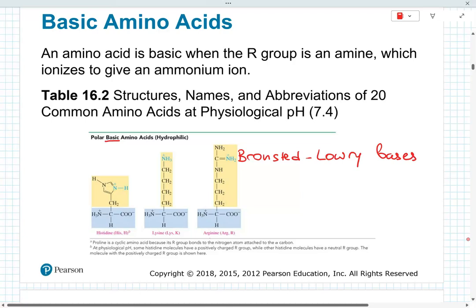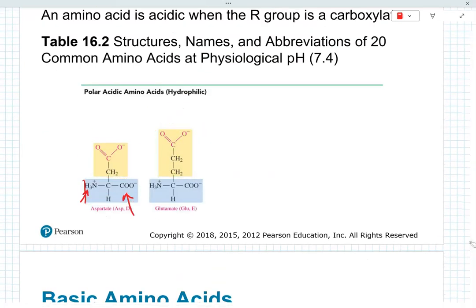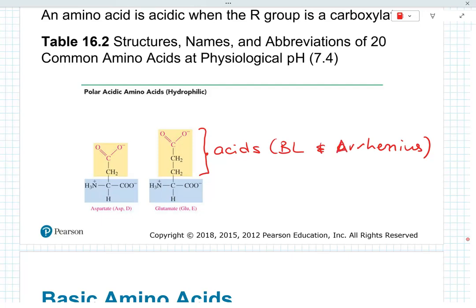Bases. Okay, and these are effectively not necessarily Bronsted Lowry, but those are acids. Okay, both Bronsted Lowry and Arrhenius. Okay.